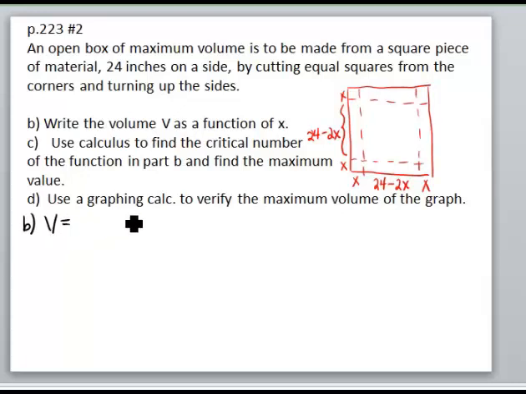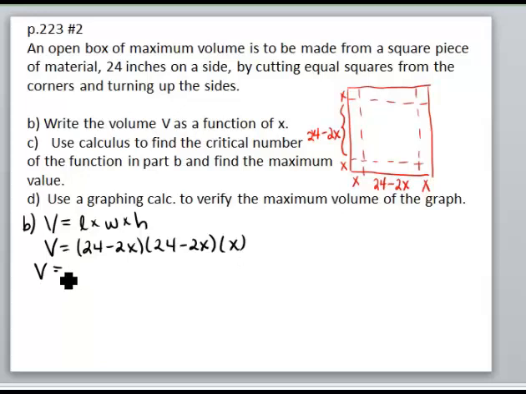So V is going to equal, remember, it would be length times width times height is the volume formula. So V is equal to, the length would be 24 minus 2x. The width is 24 minus 2x. And the height is x. So what I'm going to do is actually go ahead and write this as x times (24 minus 2x) squared. And I will go ahead and take this derivative. So use the calculus to find the critical number. So that means find the derivative of this.